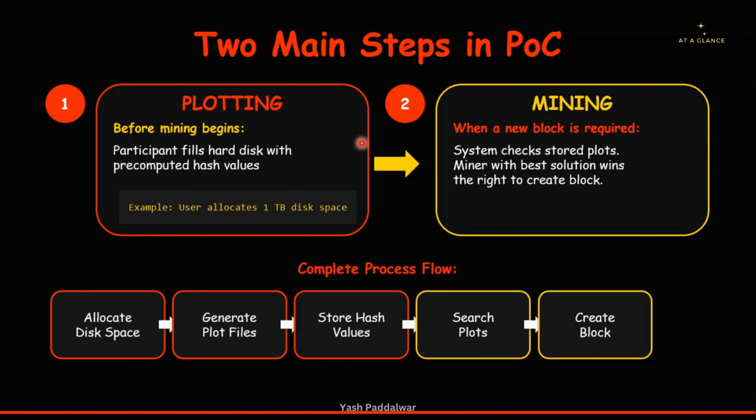Once the plotting is done, in the second stage of mining, when a new block is required, the system checks the stored plots. The miner with the best solution wins the right to create the block. So basically, the miner whose stored values provide the best solution gets the right to create the block. The complete process flow is like this: allocate the disk space, generate plot files in that disk, next store the hash values in it, search for the plot, which will be done by the system, and finally create the block. Like this, the process goes.